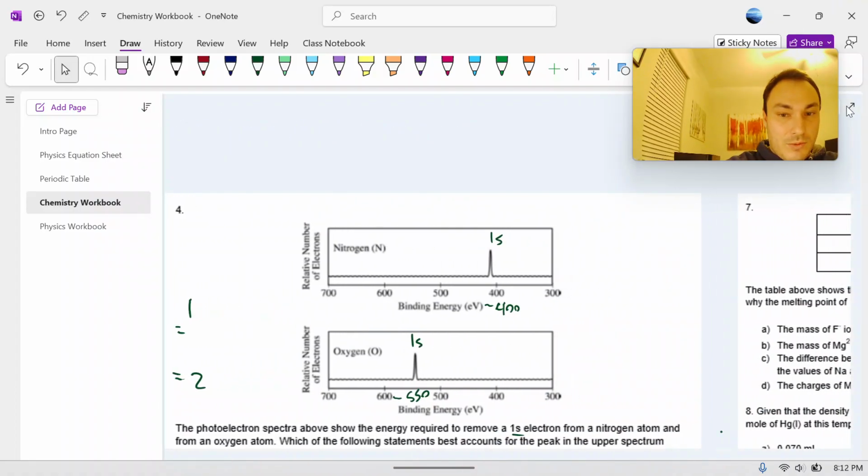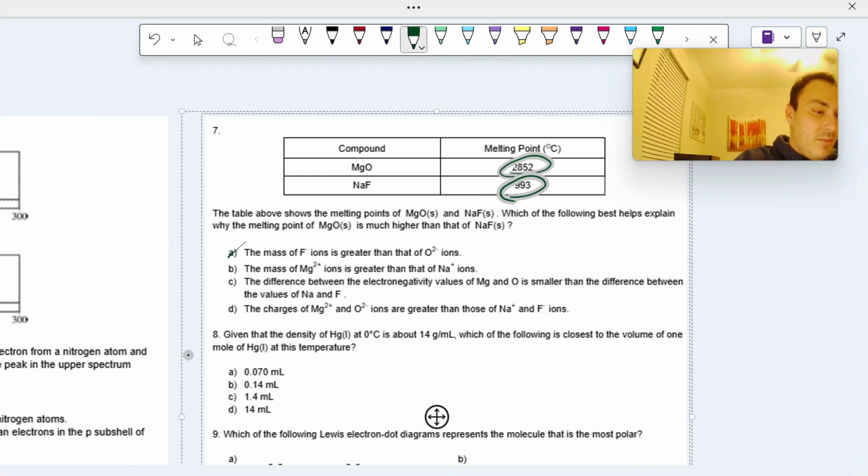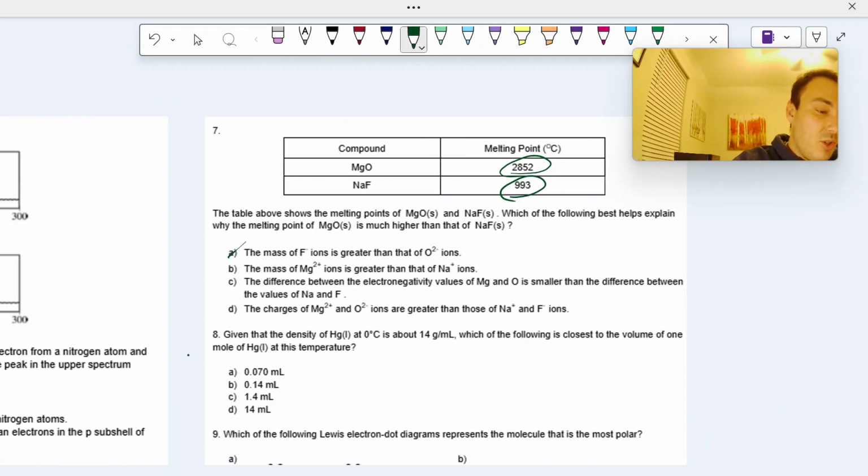Back to full screen. The mass of F ions is greater? That has nothing to do with mass. The mass of Mg 2+ ions is greater? Nothing to do with mass. The difference in electronegativity values between Mg and O is smaller than the difference between the values of Na and F? That sounds like polarity of bonds, which is not what we're doing here. D is the answer. The charges of magnesium and oxygen ions are greater than those of sodium and fluoride.